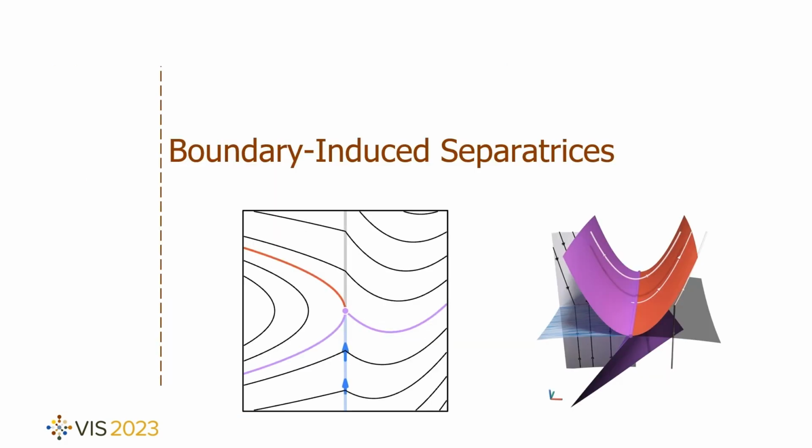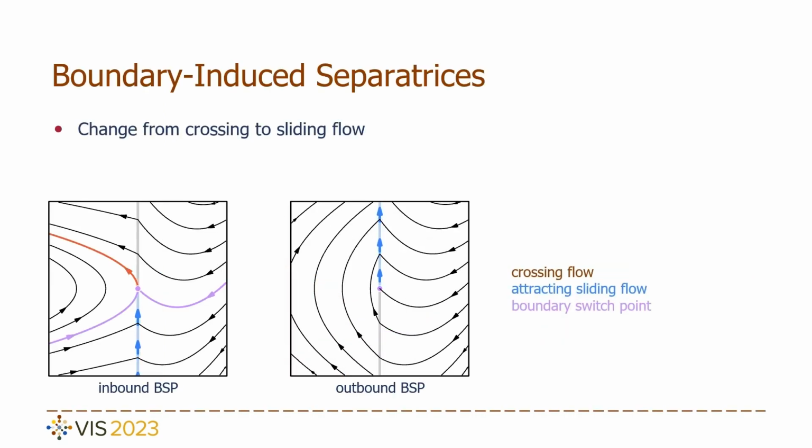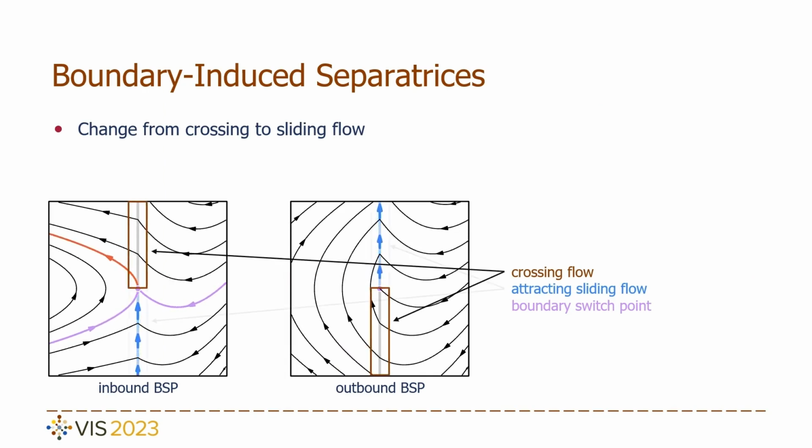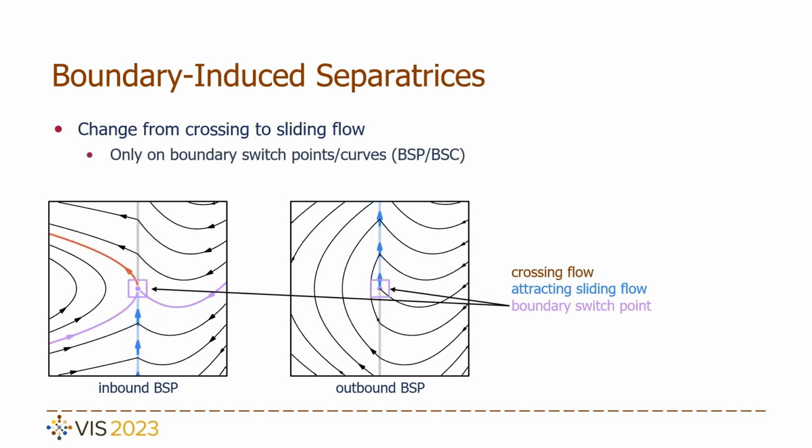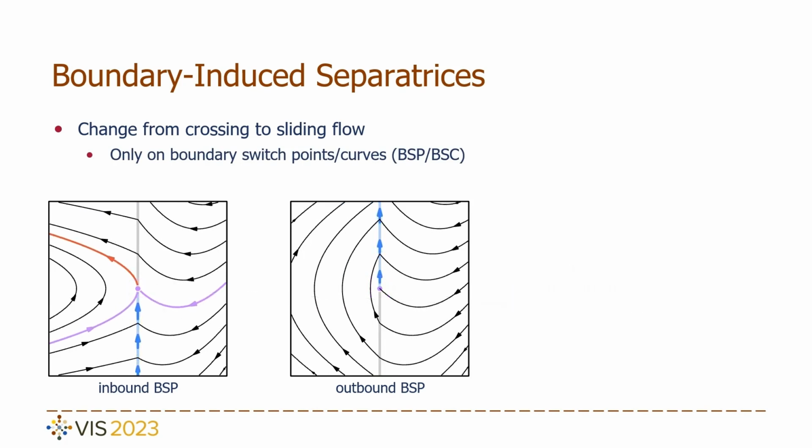In this section we investigate the impact of the transition between sliding and crossing flow. First, let us examine the involved structures. In these examples we find regions of crossing flow and regions of attracting sliding flow. These regions are always separated by boundary switch points or curves, which are the points at which one of the involved fields is tangential to the discontinuity.